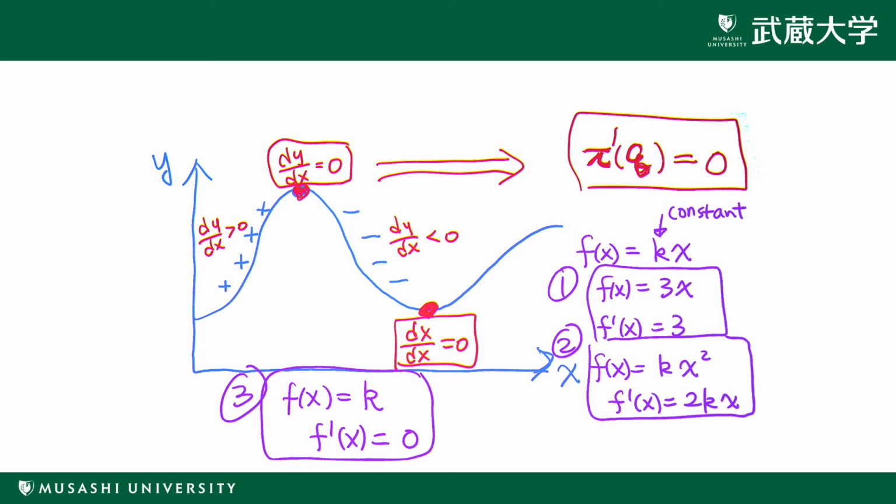So that's one of the rules. The other rule is if f(x) is kx squared, then f prime x is going to be 2kx, okay? The last rule is that if f(x) is just a constant k, then f prime x is going to be 0, okay? These 3 rules, 1, 2, and 3, are very useful here to solve this question, all right?